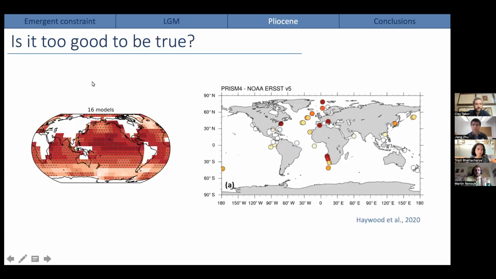So one of the questions you can ask yourself is whether it is actually too good to be true. On the right is a map of the geological data of the Pliocene that is currently used in PMIP4. And you can see, as I said at the beginning, there is quite a scarcity of data in the polar oceans, particularly in the Southern Ocean. So the estimate you can get from Pliocene temperature might be really heavily biased by the reconstructions you actually provide.